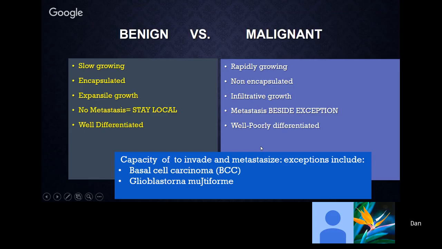Now, for the malignancy, once again, there's one big tumor that is known, the basal cell carcinoma, that does not invade, does not cross the basal membrane, or you're going to have the glioblastoma multiforme.